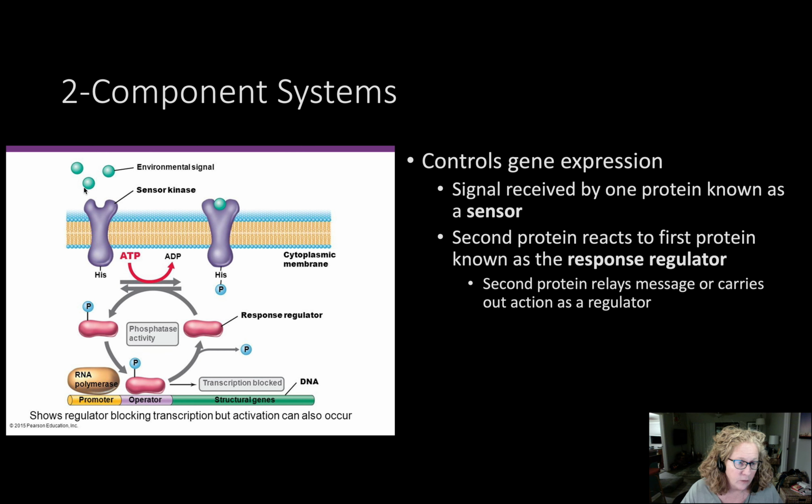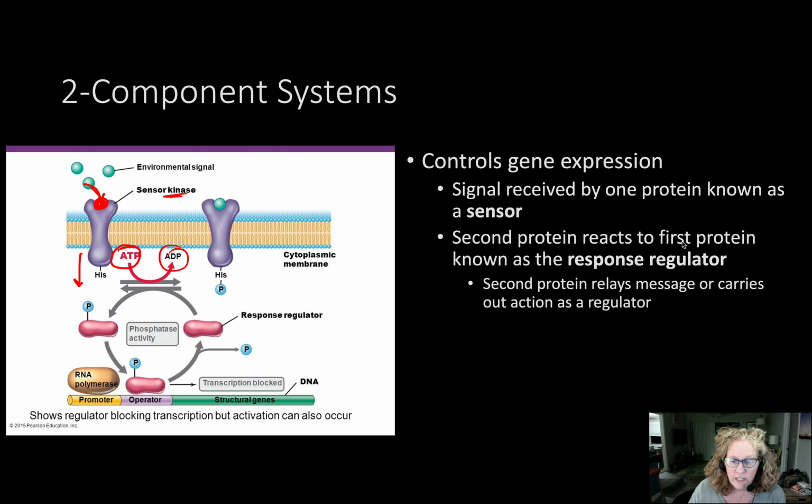combining with, let me get my little pen here, our sensor. And this is really called a sensor kinase. And a kinase is an enzyme that transfers phosphate groups. So our sensor protein here will receive this, bind to this environmental signal. Notice the signal is not brought into the cell. All this signal does is cause a conformational change in this protein that will hydrolyze ATP to release a phosphate group to make ADP. When it does that, that is an energy release. Remember, ATP is the energy currency of the cell.